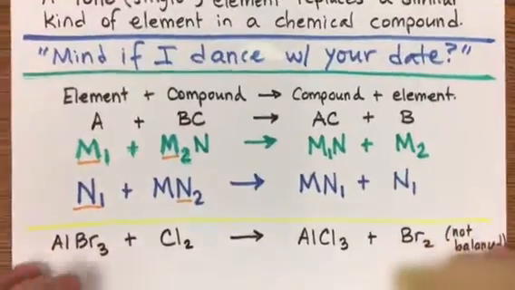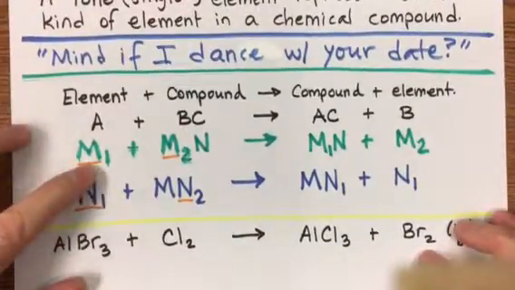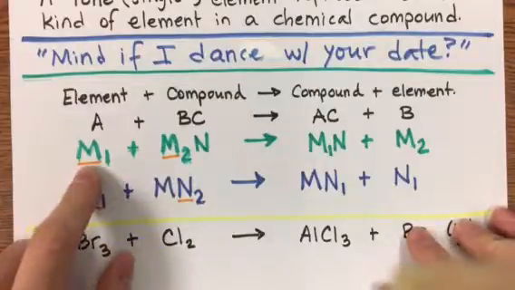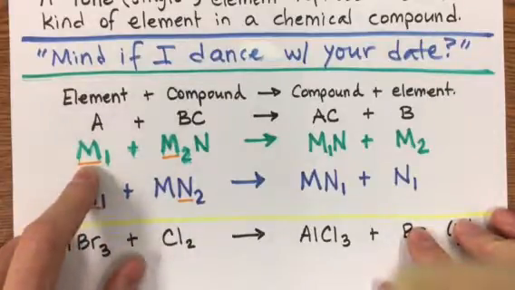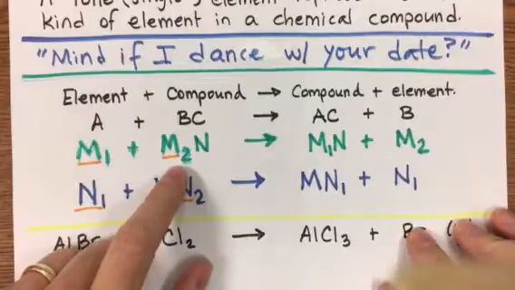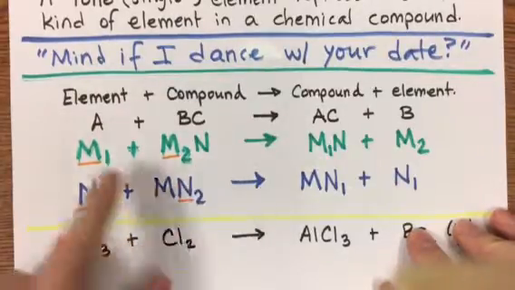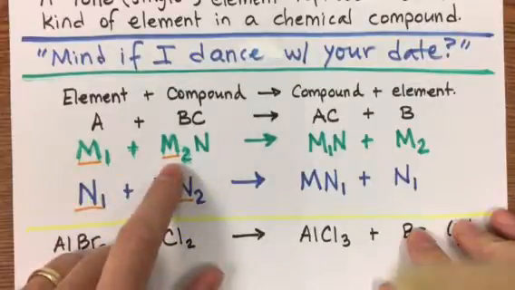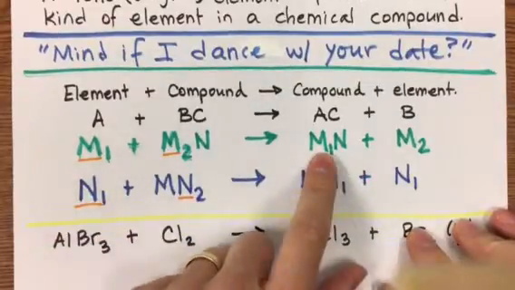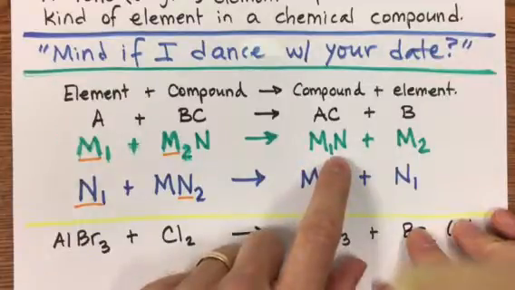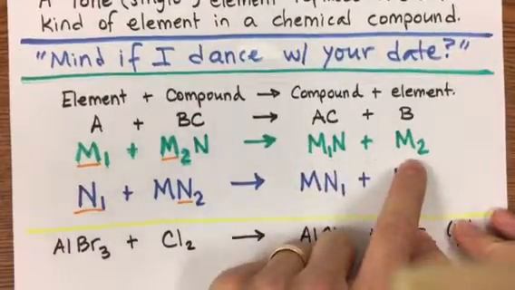This can happen where a metal takes the place of another metal in the compound. Here, I'm just calling this M1 for metal 1, and this is M2 for metal 2. Metal 2 is joined to a nonmetal in an ionic compound. Metal 1 comes and takes metal 2's place, and now you have metal 1 joined to the nonmetal in the compound, and metal 2 is over here wondering what happened.